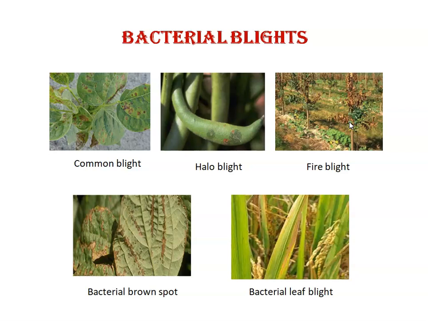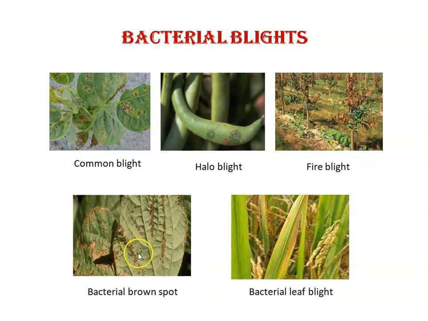It appears as a scorching or burning of leaf, as I can see here in this picture. Then burning of not only leaves but flowers and shoots, which then wilt and die. So the disease is spread by splashing rain, insects, and is also favored by warm, humid conditions.